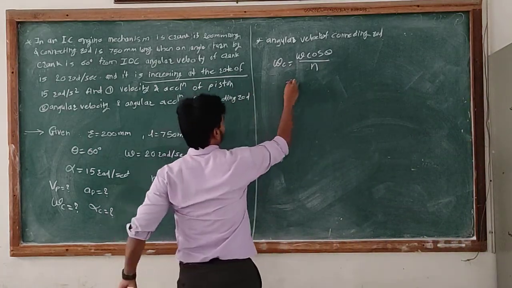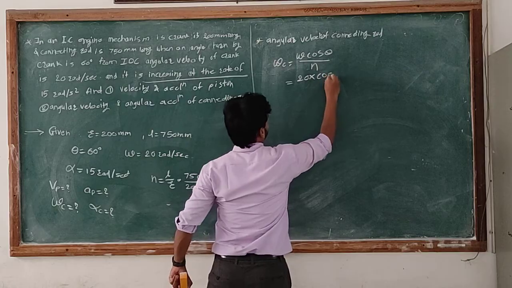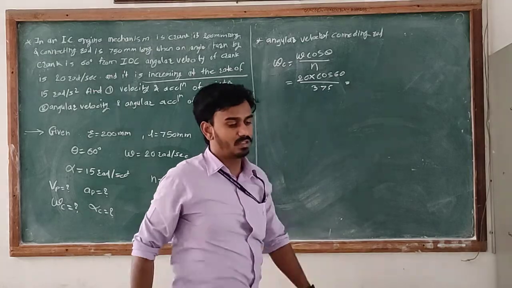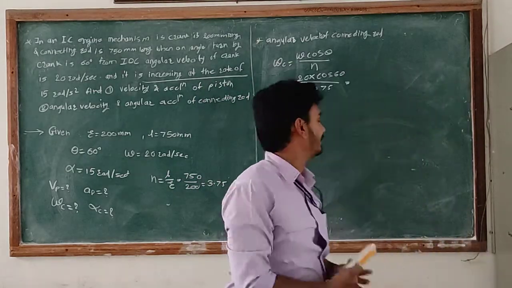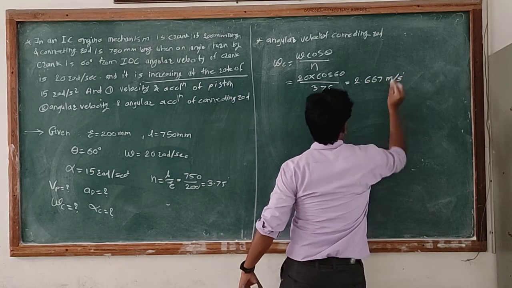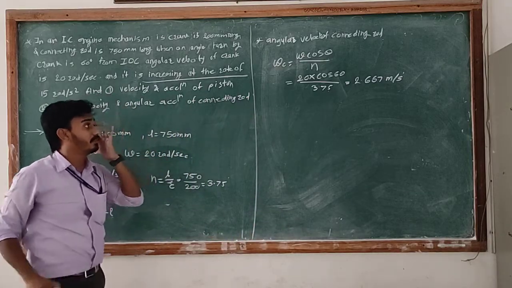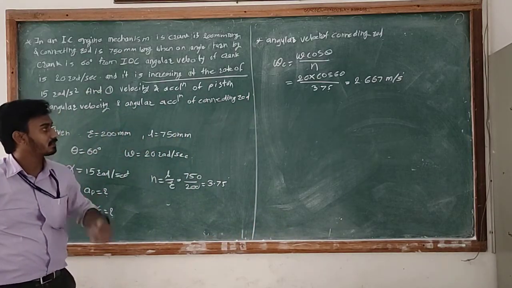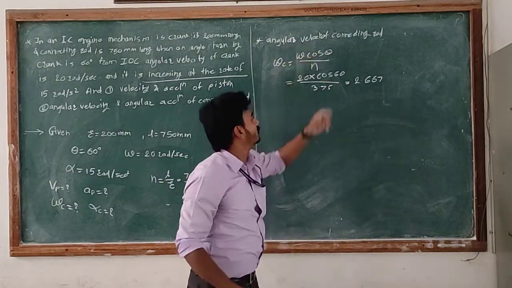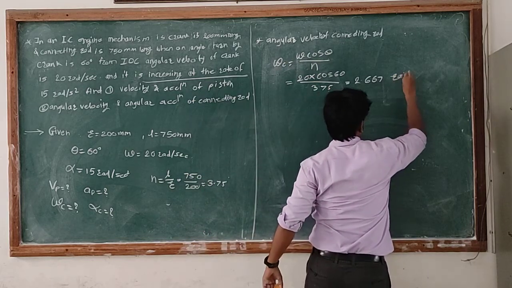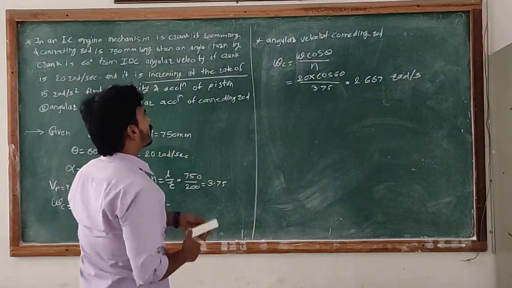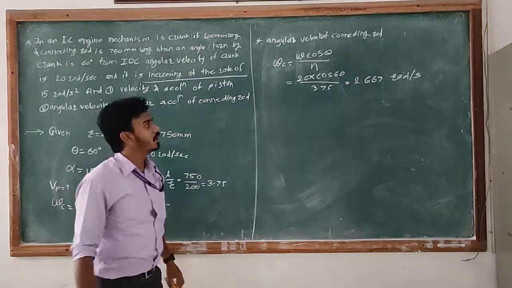Okay, so omega is given here as 20, theta is 60, that is cos 60 divided by n, which is 3.75. If we put in the values, we will get the answer, that is 2.667. Here we have an angular velocity, so its unit is radian per second. So the angular velocity of the connecting rod is 2.667 radian per second.